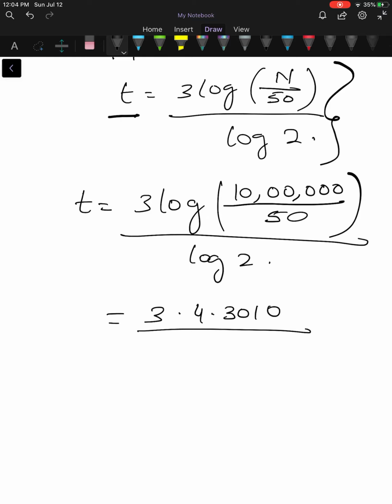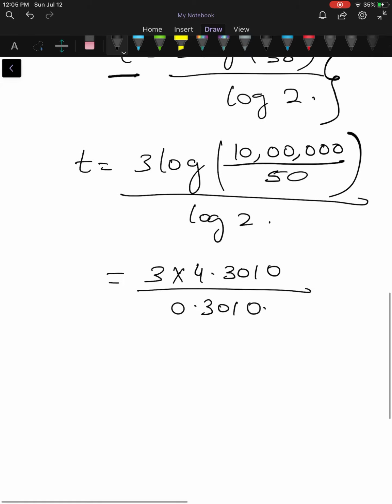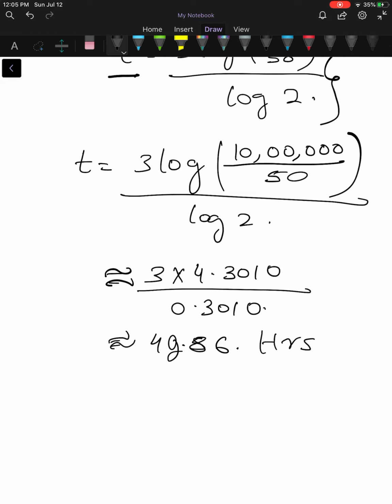And log 2 is 0.3010. So 3 times 4.3010 divided by 0.3010 would give us, I'm sorry, I am doing something wrong in my calculator here. 3 times 4.3010 divided by 0.3010 is 42.86 hours approximately.